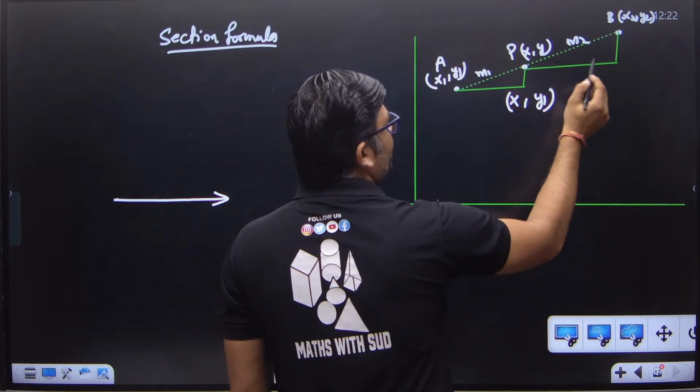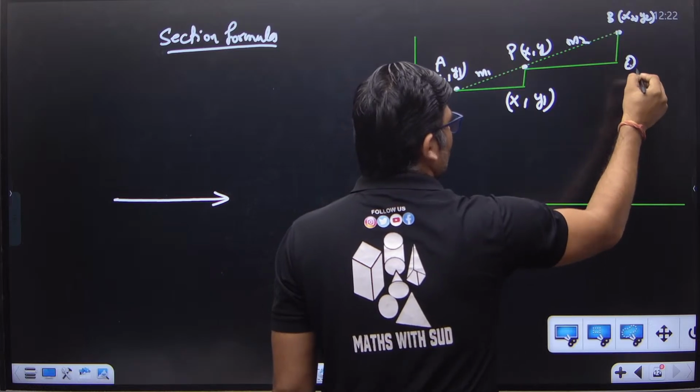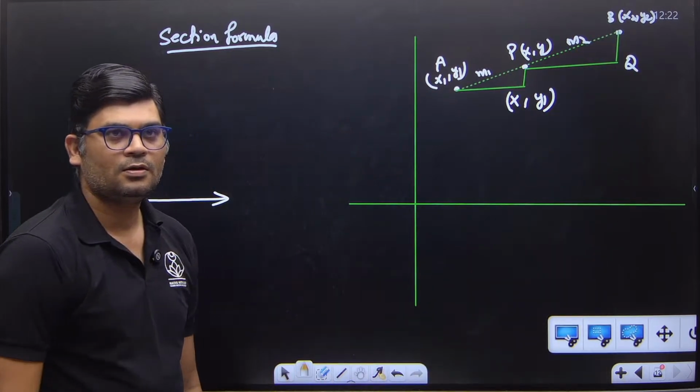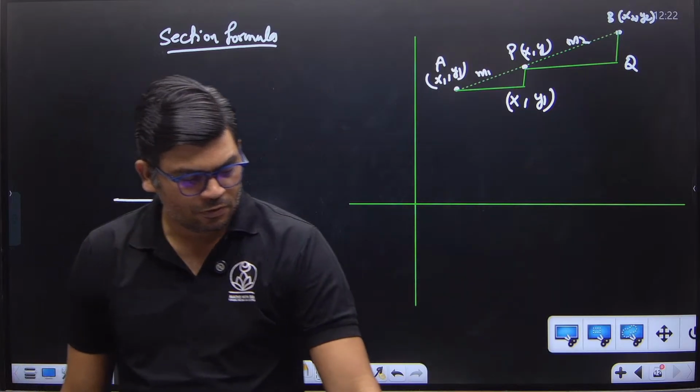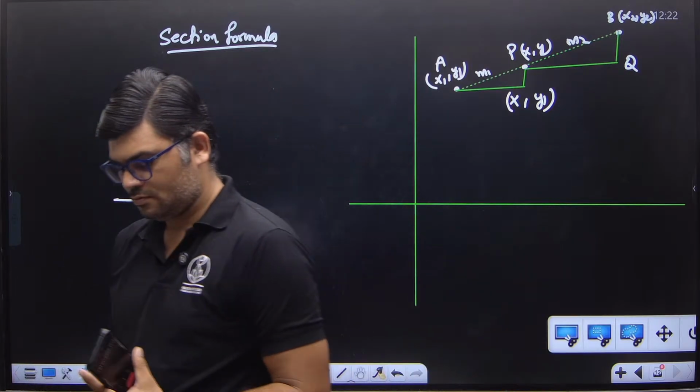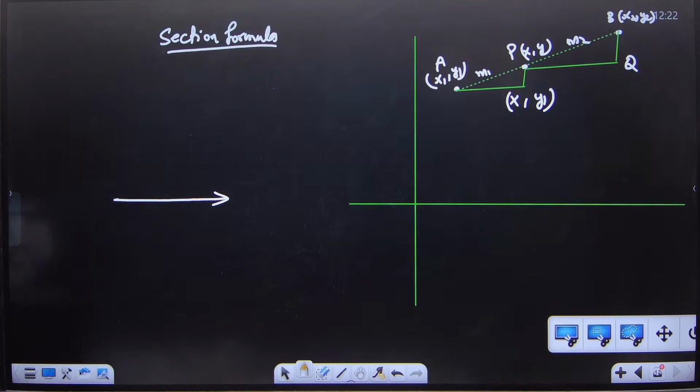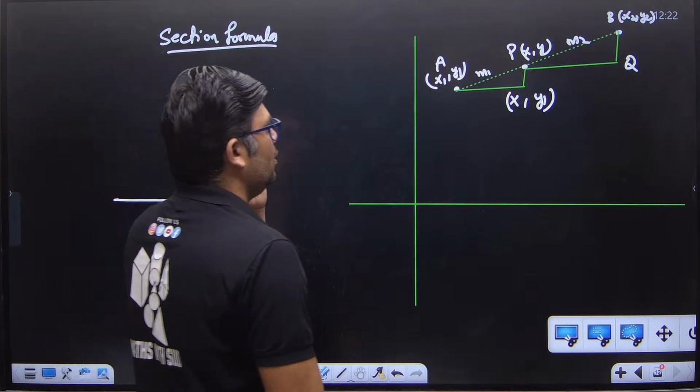Now moving from P to, let us suppose, Q. Can you tell me what will be the Y coordinate of Q? Y2. Very good.